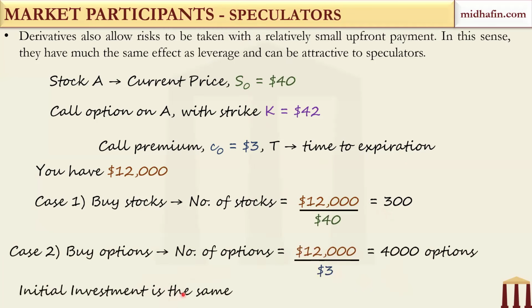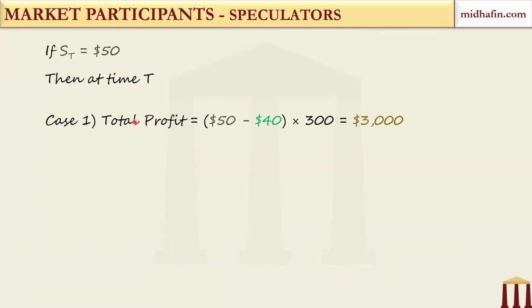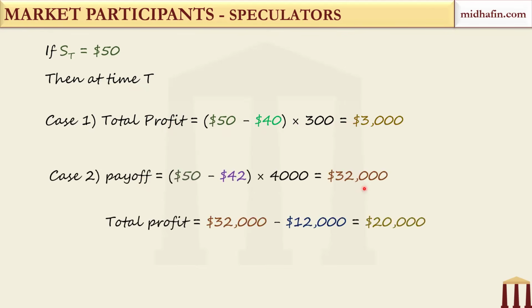Initial investment is the same in both cases. What will happen if the stock price becomes $50? Then at expiration, in the first case, the total profit will be the final price of the stock minus the initial price of the stock, multiplied by the number of stocks, which is $3,000. Whereas in case 2, the payoff is $32,000 and the total profit is $20,000. So you can see, by investing the same amount of money, this leverage effect inflates your profit by a factor of more than 6, in fact, in this case.